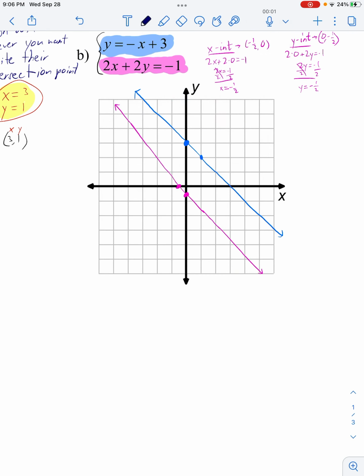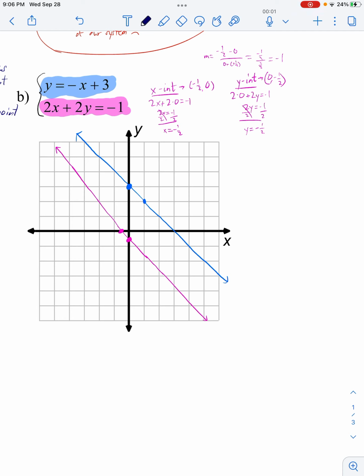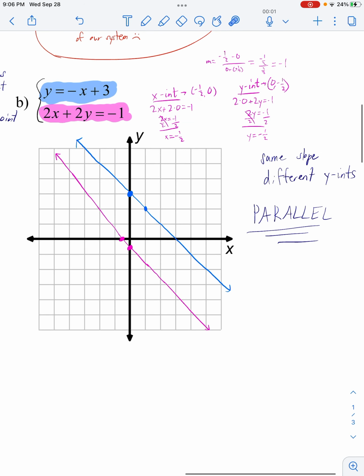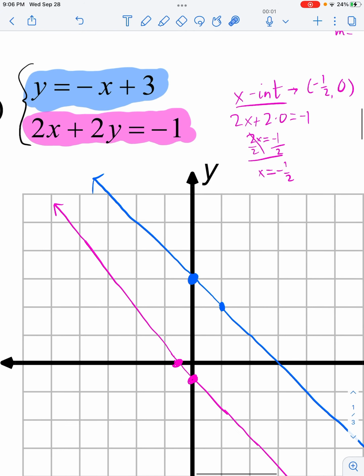Oh, no. All right, what do we say about two parallel lines? They have the same slope, different y-intercepts, right? That happens here. They have the same slope, different y-intercepts. So these two lines are parallel. Parallel. Okay, so these two lines are parallel, which means they never intersect. There is no intersection point. They go on forever without ever touching each other, without ever intersecting, okay?